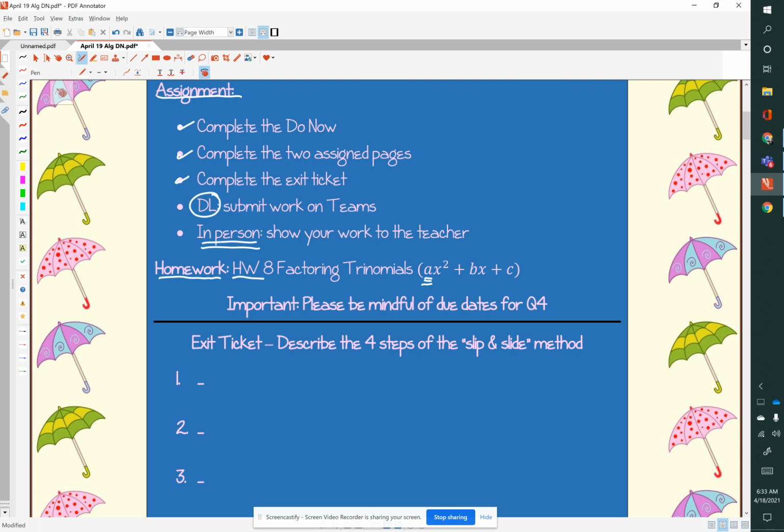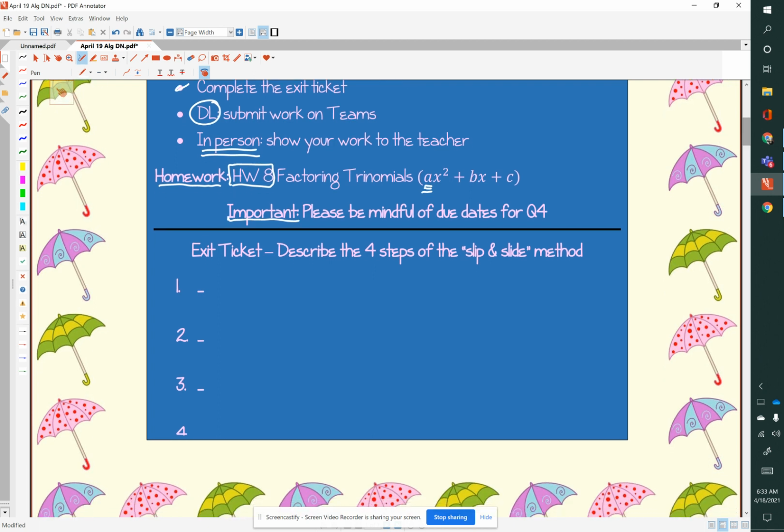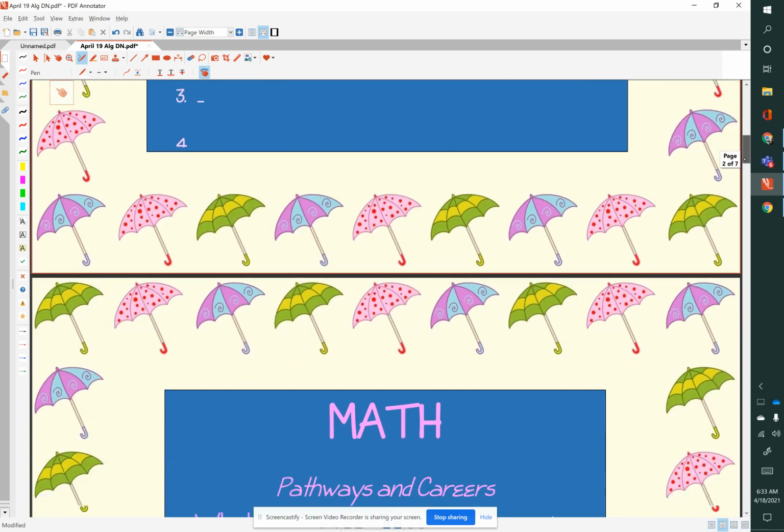So homework 8 for tonight, please get that extra practice. Also, be mindful of due dates for quarter 4 because you won't have any extra time to turn things in. So let's stay on top of it. And plus, students, with the nature of this work, with what we're covering, you really don't want to let things go. So we'll get back to our exit ticket in a few minutes.